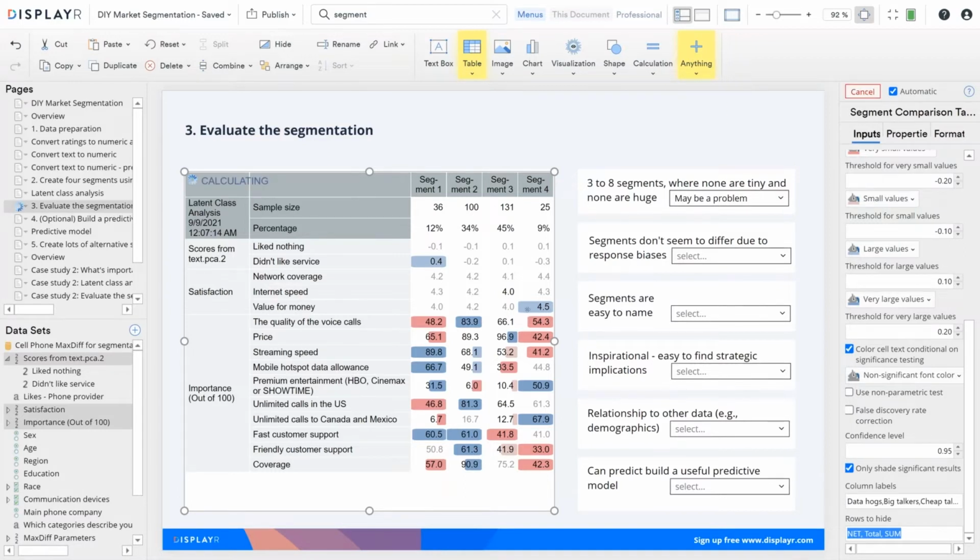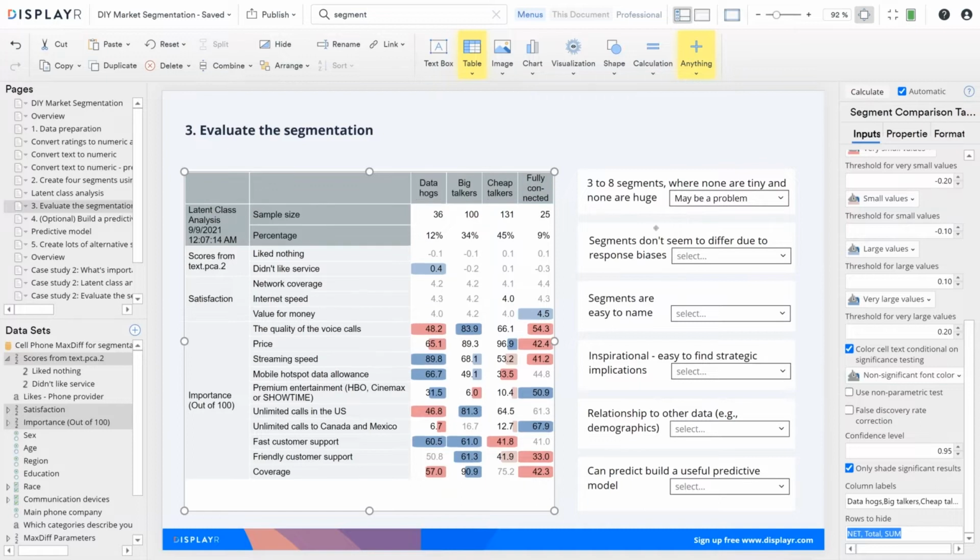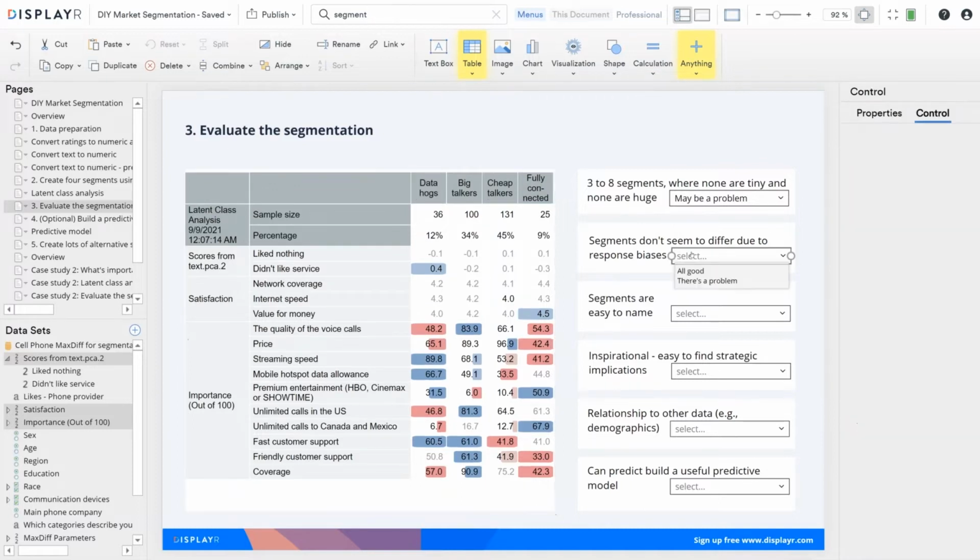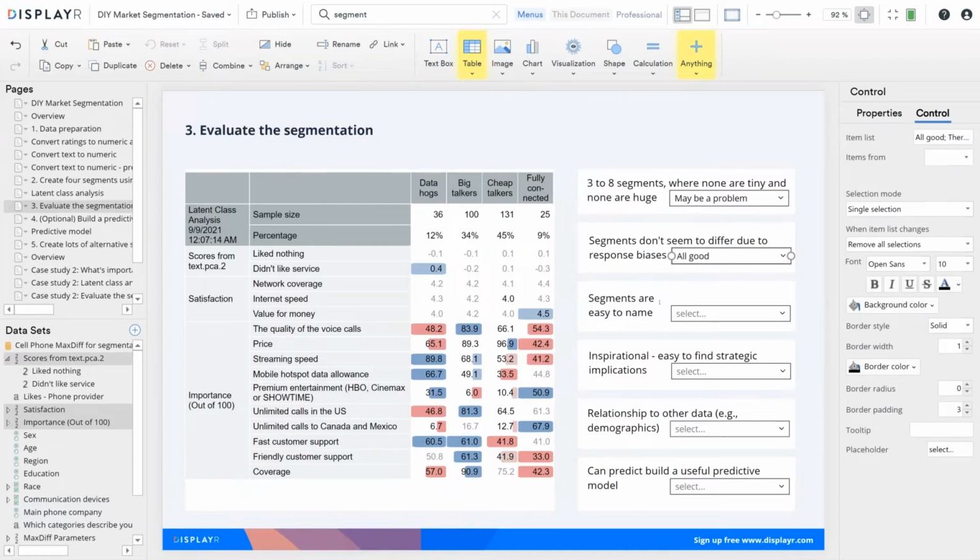Okay, let's go through and evaluate these segments. Again, we don't have any information on response biases. I think it's all good. We will return to this in the second case study. It was easy to name these segments. That's a great thing. It's a sure sign you've got a bad segmentation if it's hard to name.